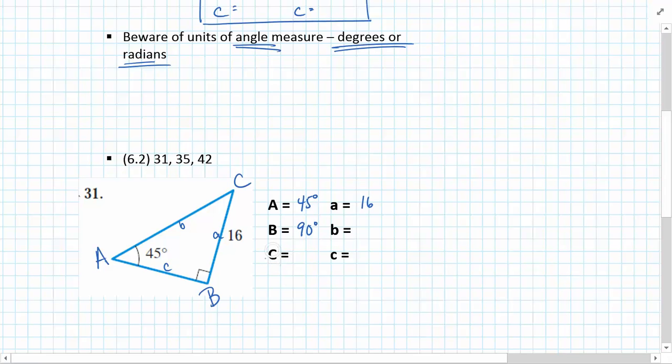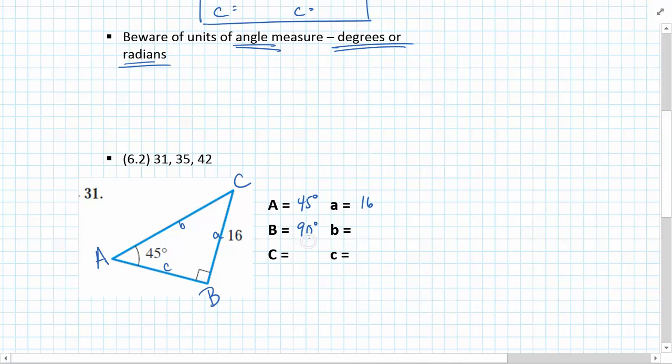Well, think about it for a moment. What could we do to find angle C, especially if I already have 2 angles known within this triangle? If you started to think that we could subtract these from 180, then you're absolutely right, because 180 degrees is the sum total for all 3 angles.